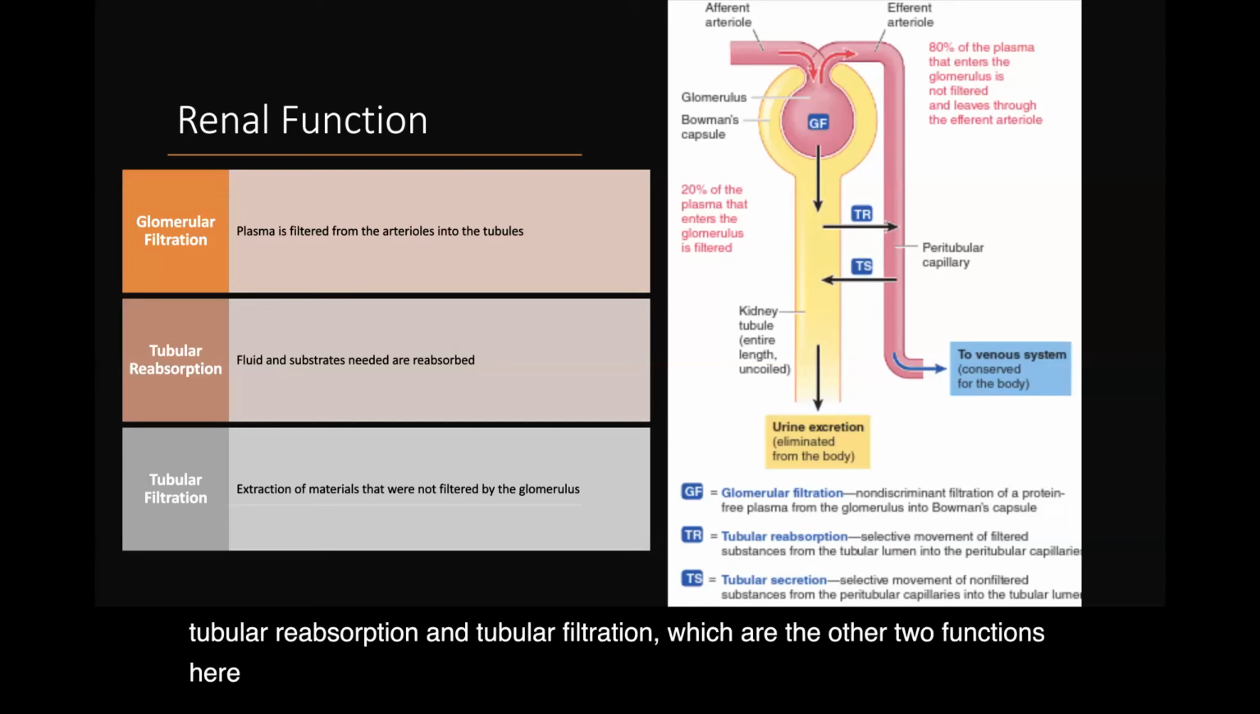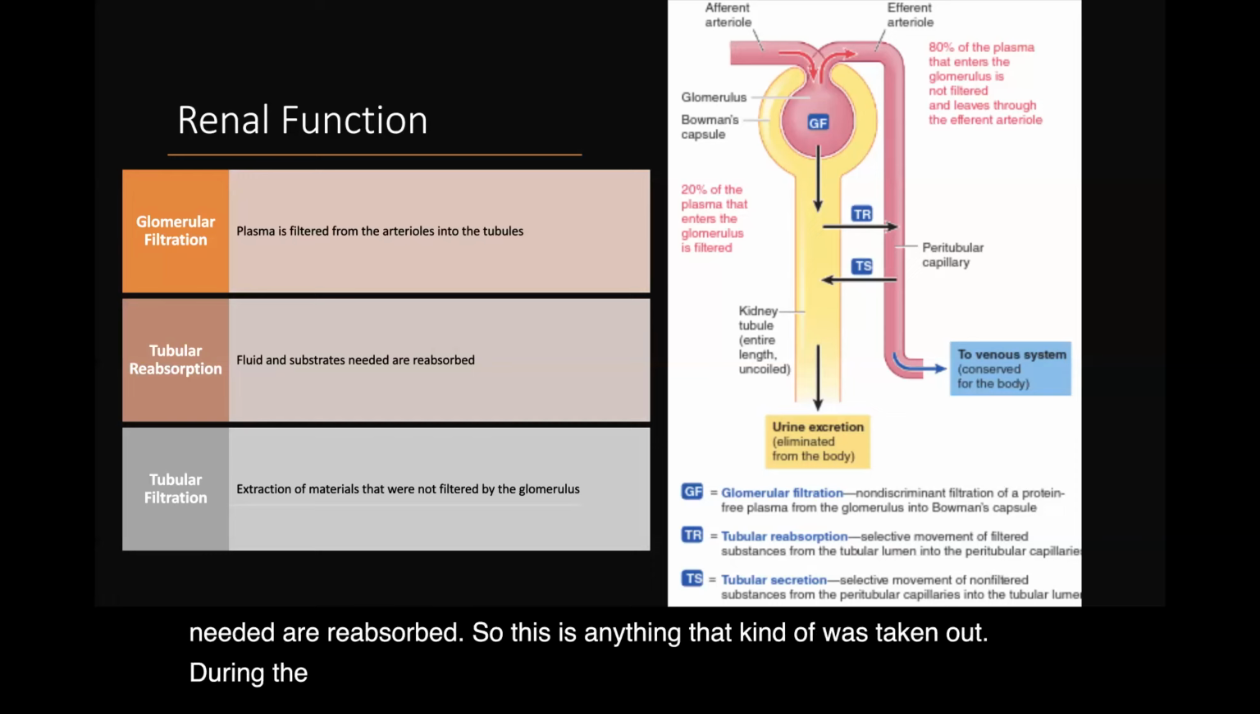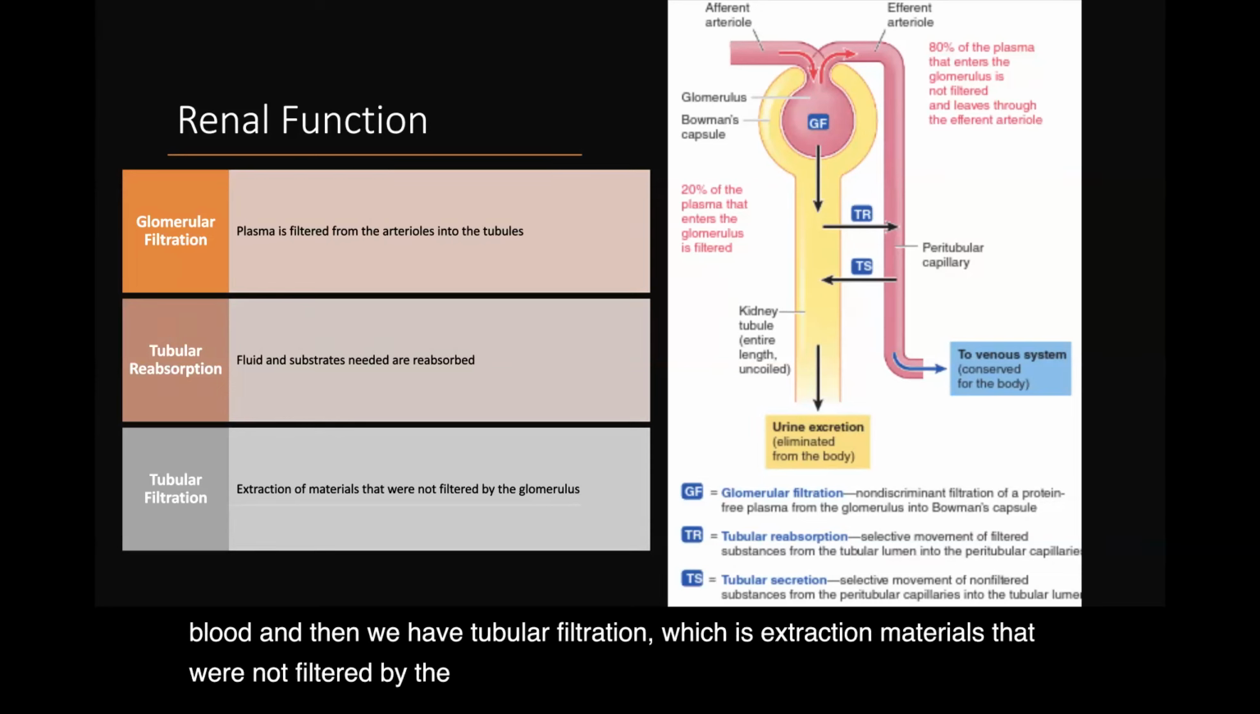So tubular reabsorption is when fluids and substrates that are needed are reabsorbed. So this is anything that was taken out during the glomerular filtration that needs to be put back into the blood. And then we have tubular secretion, which is extraction of materials that were not filtered by the glomerulus, which are then gotten rid of in the urine.